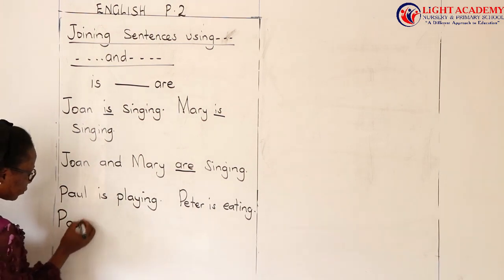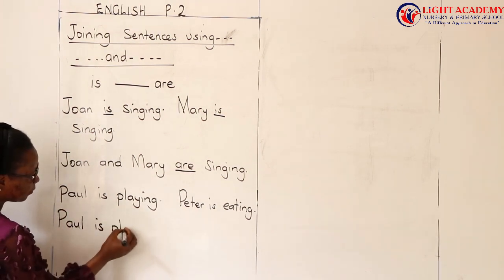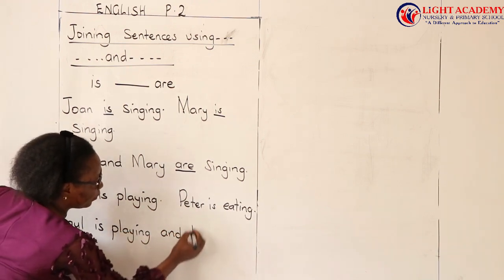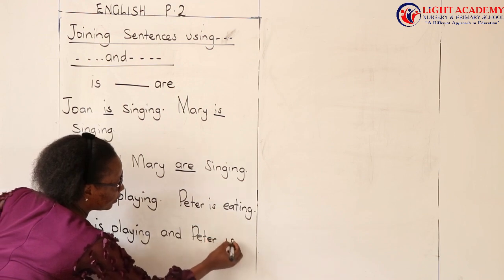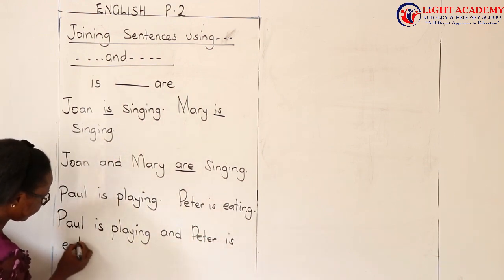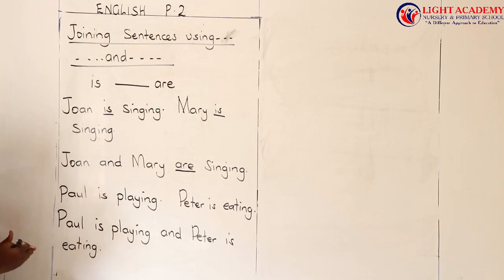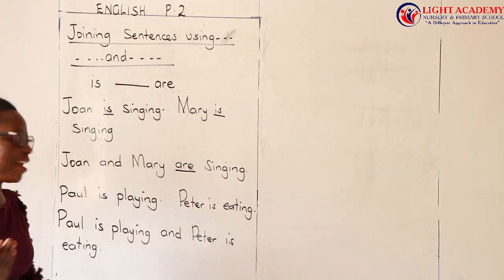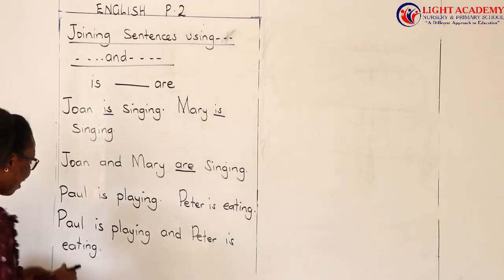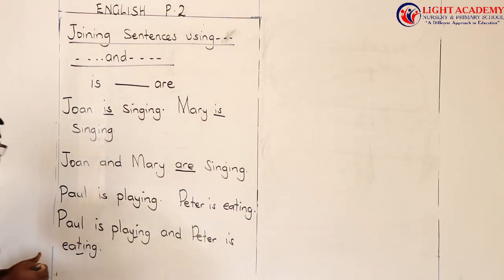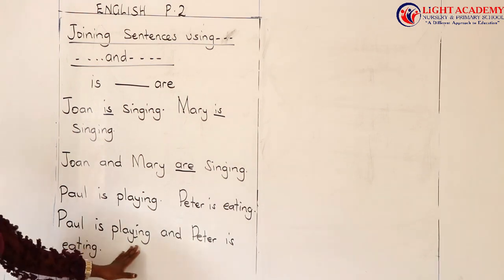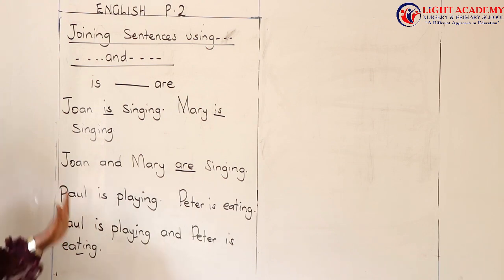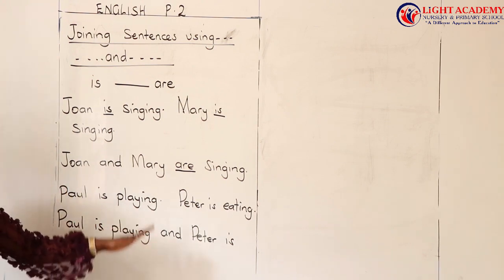Paul is playing and Peter is eating. Here the "is" has not changed. Why? Because the activities are different. Paul is playing and Peter is eating. The activities are different. That's why the "is" has not changed.